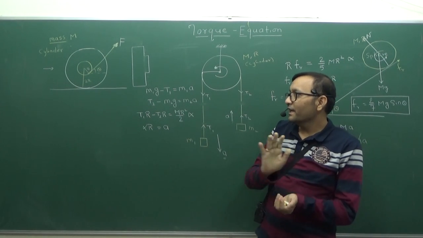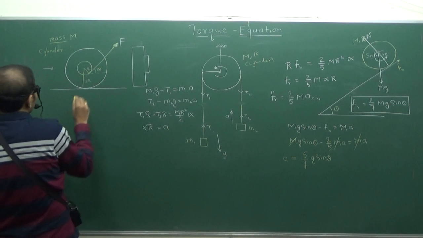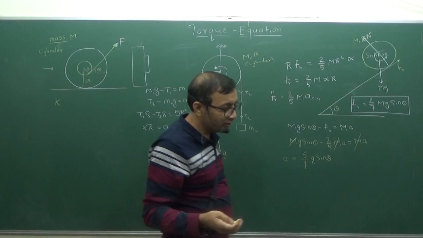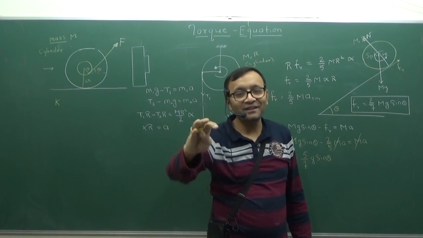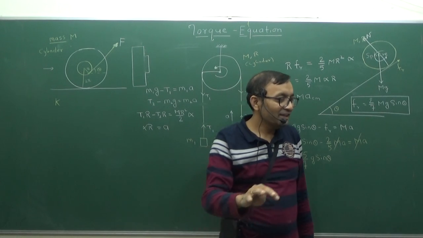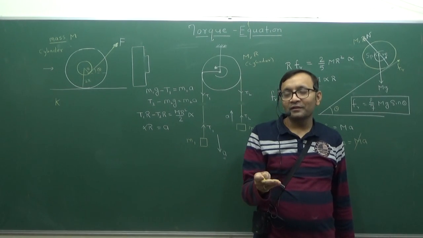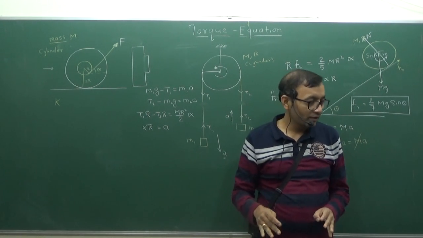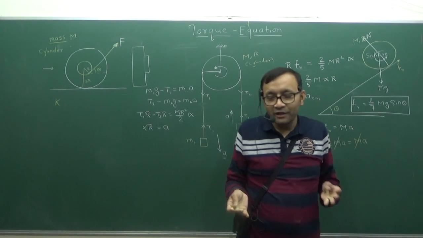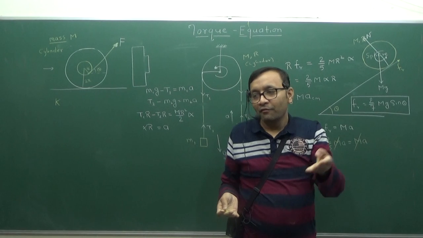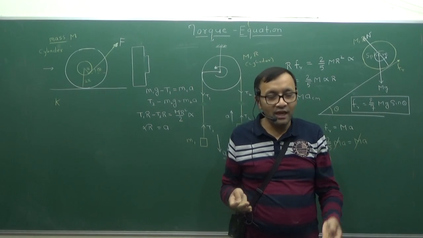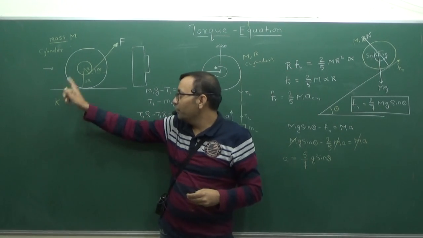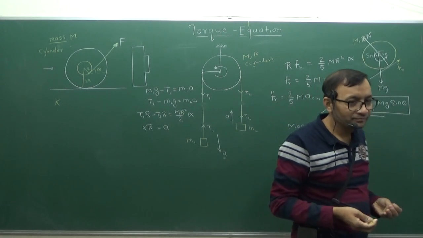Let me tell you the radius of gyration. Radius of gyration is, let's say, k. If radius of gyration is k, moment of inertia is m into k square. Simple. So the radius of gyration of a ring is R only. For a disc, it is R by root 2. Because m into k square should be equal to the moment of inertia.